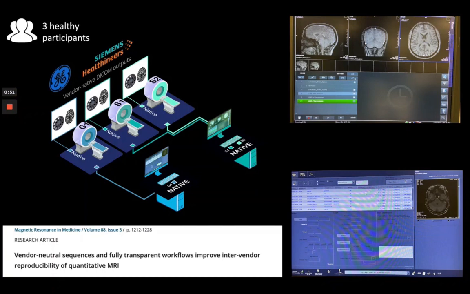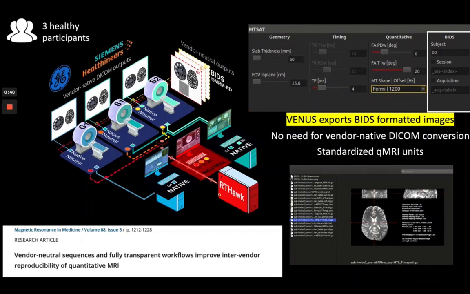Then we acquire DICOM data and go through some DICOM to BIDS conversion process to make reconstructed images interoperable between different open source tools. But in the case of Venus, we have the same user interface on both GE and Siemens, and using this interface, we define BIDS tags at the subject and session level, and after the acquisition, our data is directly exported in the BIDS format.